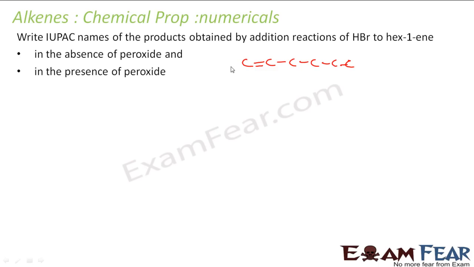So let me add the hydrogens also. This is CH2, this is CH, with H here, H here, one more H here, H here, H here, and CH3. This is my hex-1-ene. Now if you add HBr, in this case I have two options. One is you add HBr in the absence of peroxide. There is no peroxide, so the Markovnikov rule will be followed and the bromine will get attached here, correct?